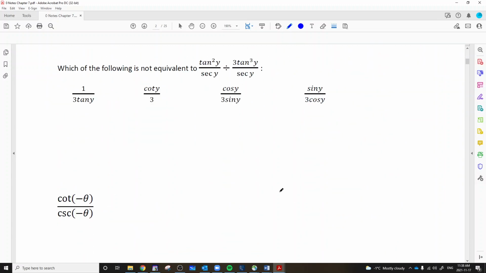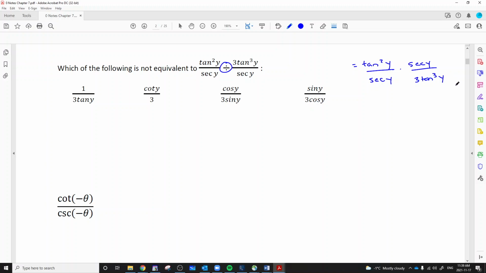So here's an example of a question that I would potentially ask on a test or on a multiple choice. Here we've got an expression: tan squared y over secant y divided by 3 tan cubed y over secant y. And I want to know which of the following terms is not equivalent to this. So I'm going to simplify this expression and try to get 3 out of these 4 answers. How are we going to do that? Well, the first thing I notice is this is division, so I'm going to take the second fraction, flip and multiply. I'm going to work over here. So this is tan squared y over secant y times secant y over 3 tan cubed y.